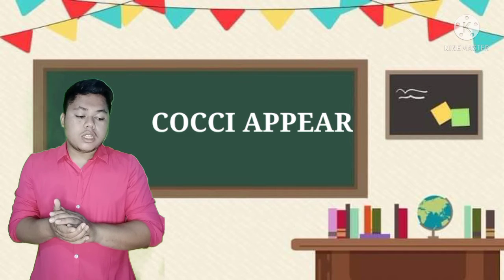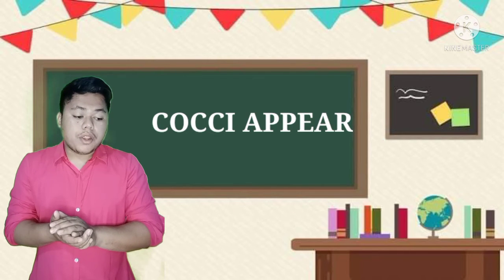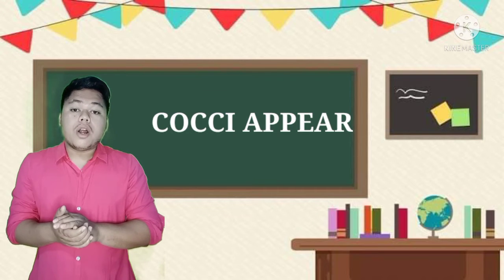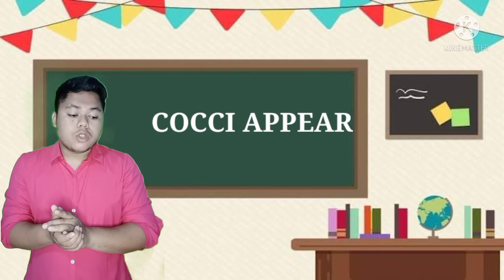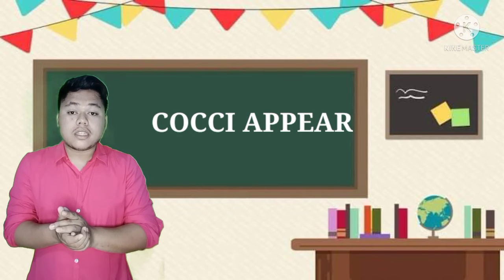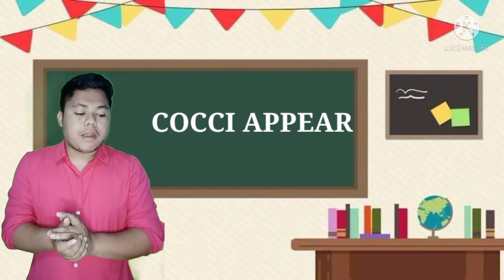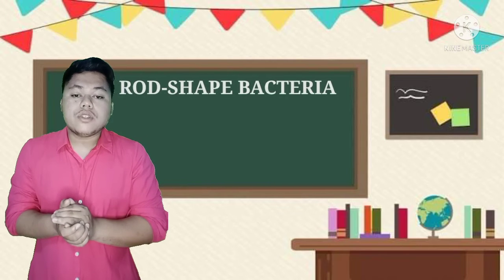And the next one is the Fusobacterium nucleatum that causes periodontal disease. And the next one is Moraxella catarrhalis that causes infection in the eyes, nervous system, and joints. Very good. So the next shape of bacteria is the rod-shaped bacteria.